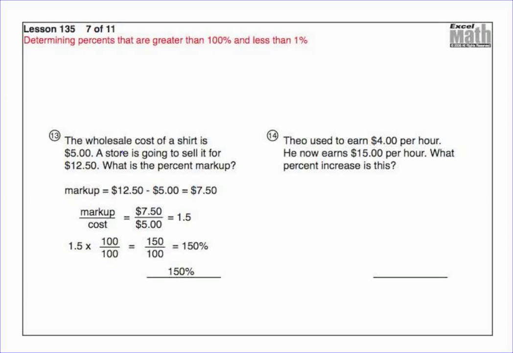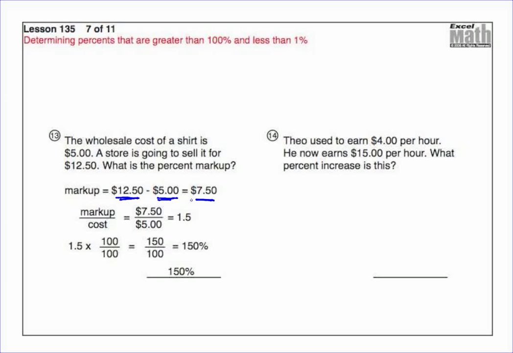All right, this next part we're going to be looking at some word problems having to do with percent. So it says the wholesale cost of a shirt is $5. A store is going to sell it for $12.50. What is the percent markup? Well, first of all, we have to figure out what the markup is. And the markup is how much they mark up the price, how much they raise the price. And since the shirt is going to be sold for $12.50, and they only paid $5 for it, that's what wholesale means. The store bought it for $5. Then we subtract to figure out that they're raising the price $7.50.